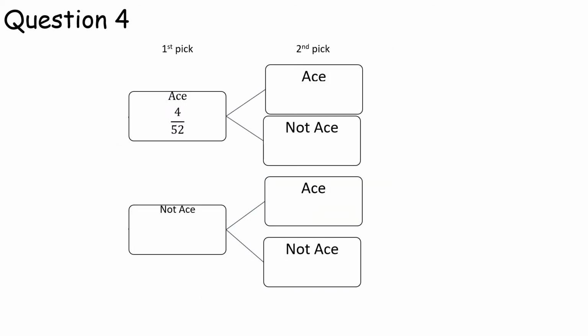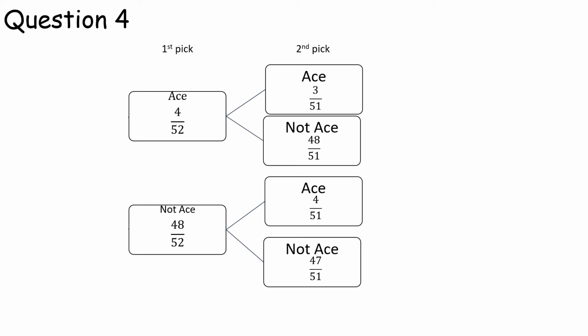Question 4. 4 out of the total pack of 52 cards are aces, which means that 48 are not aces. As we picked a card the first time and did not replace it, we now have a total of 51 cards to pick from. If we picked an ace the first time, we now have 3 aces left in the pack and 48 cards that are not aces. If we did not pick an ace the first time, we still have 4 aces left in the pack, but we're 1 down from the other cards, leaving 47 that are not aces.